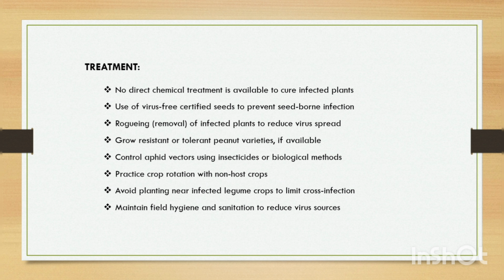Use virus free certified seeds to prevent seed-borne infection. Grow resistant or tolerant peanut varieties if available. Control aphid vectors using insecticides or biological methods. Practice crop rotation with non host crops. Avoid planting near infected legume crops to limit cross infection. Maintain field hygiene and sanitation to reduce virus sources.